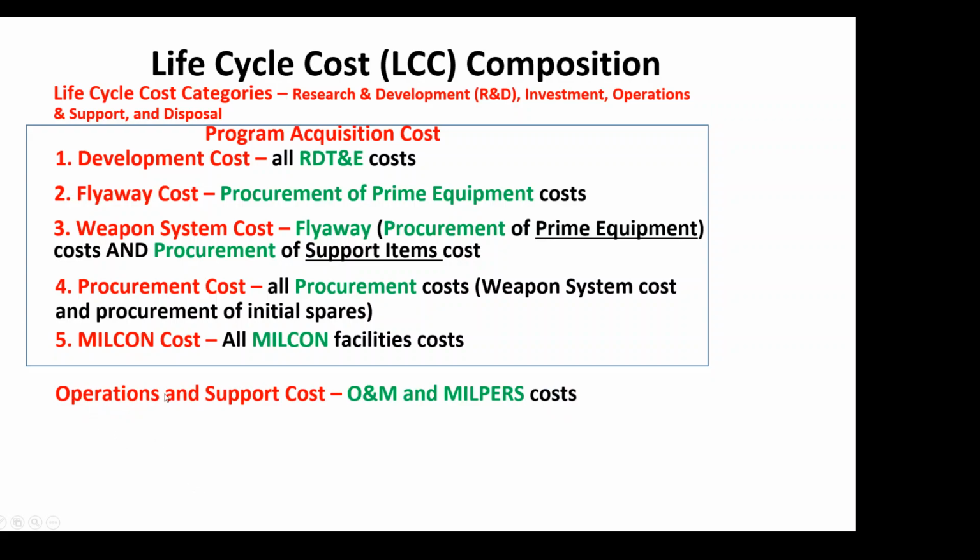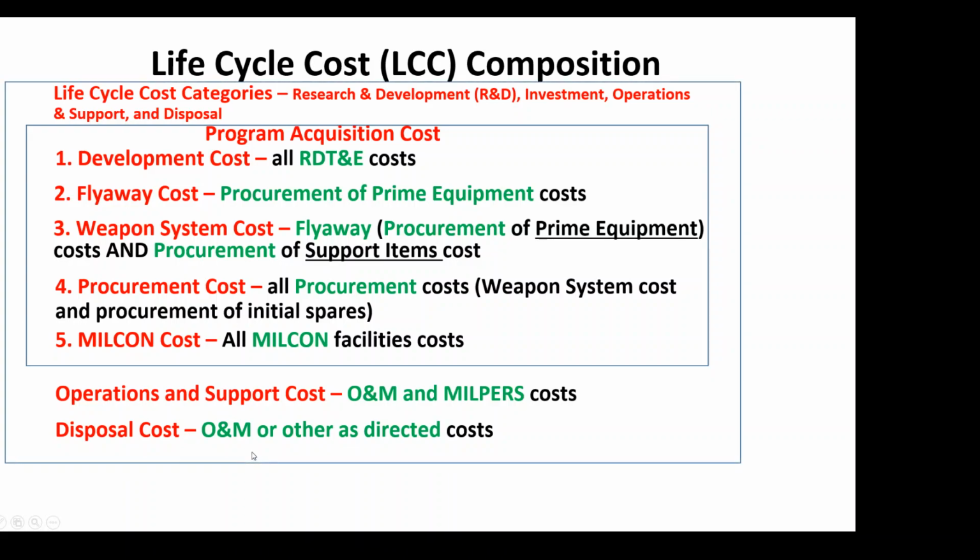Then you add operations and support costs, O&M, and MilPers. So if in your list it says, give me your operation and support costs, you got to add up your O&M dollars and your MilPers to get your operation and support costs. And then your disposal costs. I gotta demilitarize and dispose of that item. I need O&M, or if some other dollar is designated, but for the most part, we use O&M dollars to dispose.